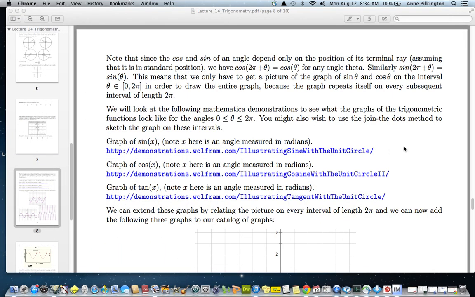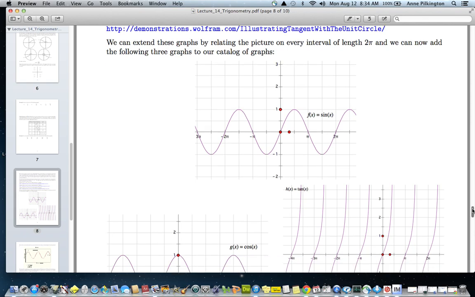Having done that, we now have a picture of the sine function between 0 and 2 pi. It's this nice wave, and then this wave just repeats itself over every interval from 0 to 2 pi. So if we just juxtapose waves that look like this, then we get a complete picture of the graph of sine of x, where x is the angle that we previously called theta. And so this is our graph of f of x equals sine of x, and x is of course measured in radians.